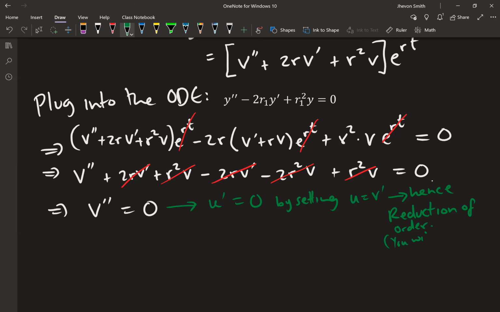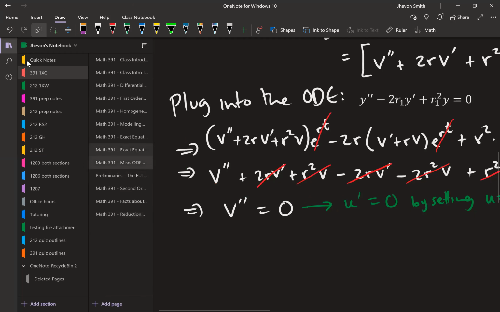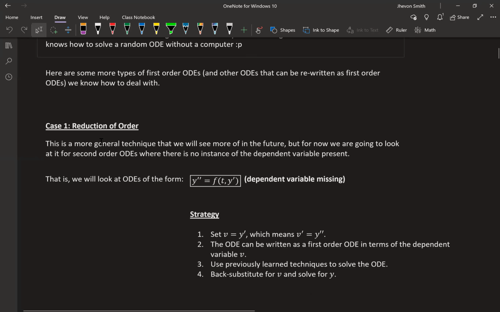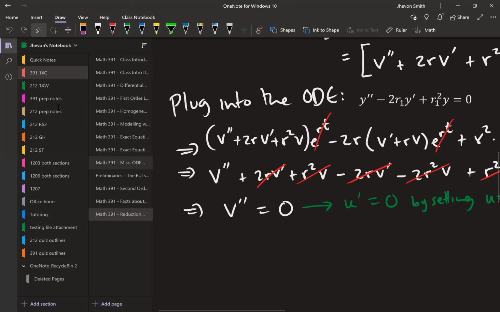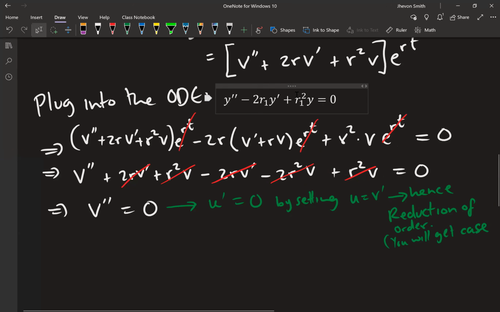You will get case 1 from the 2.9 section in general. I forgot what we call this in the miscellaneous ODE.